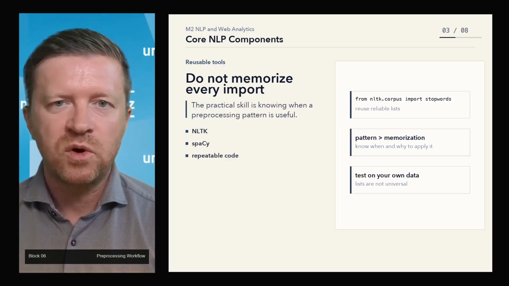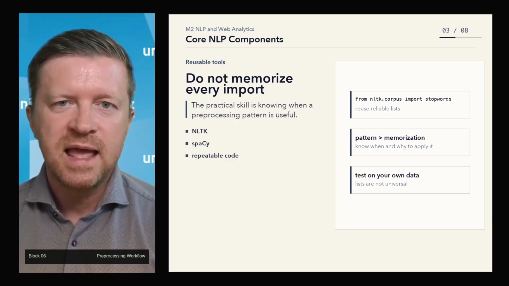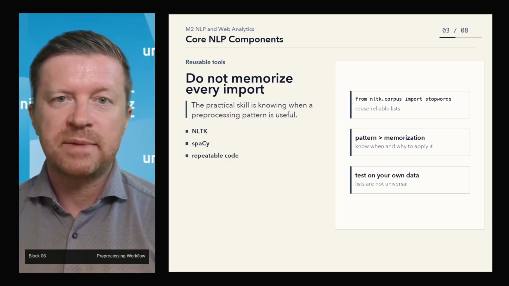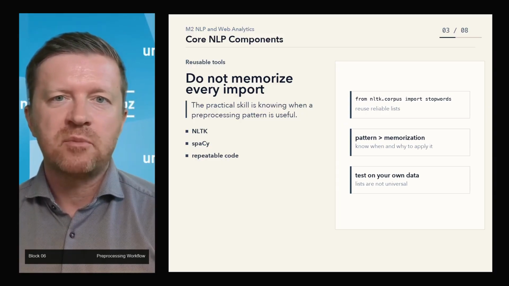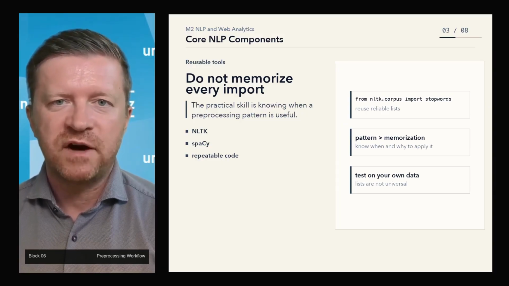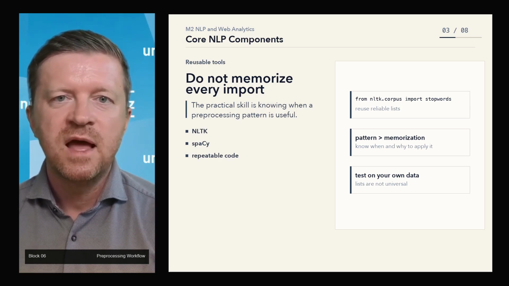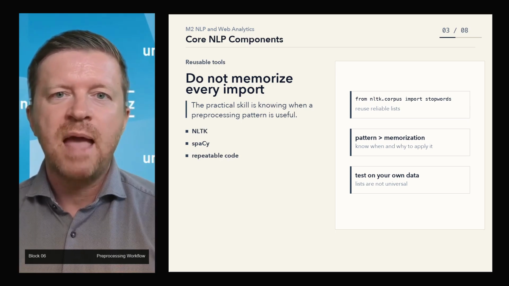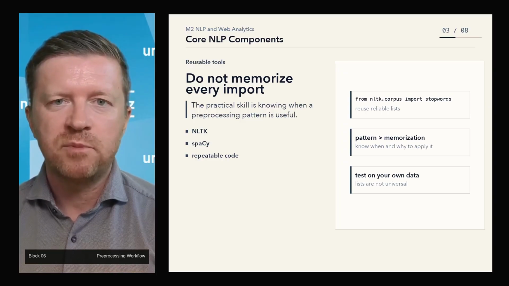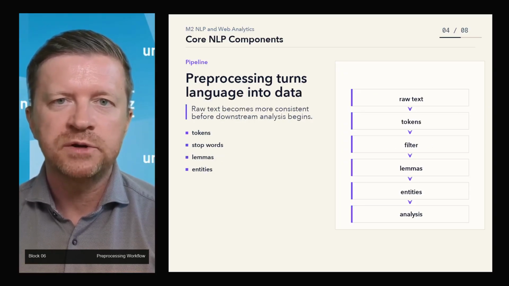NLTK provides a stop words list that we can use directly. As with tokenization and lemmatization, you do not need to memorize every import or every function name. The practical skill is knowing that these tools exist, knowing when to apply them, and being able to reuse a reliable preprocessing pattern in your own code.